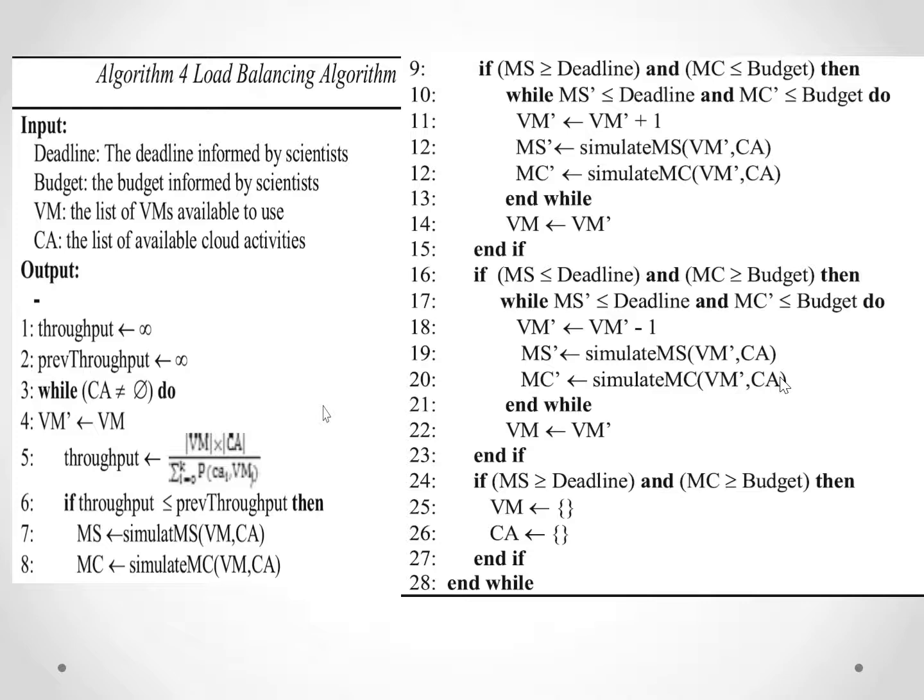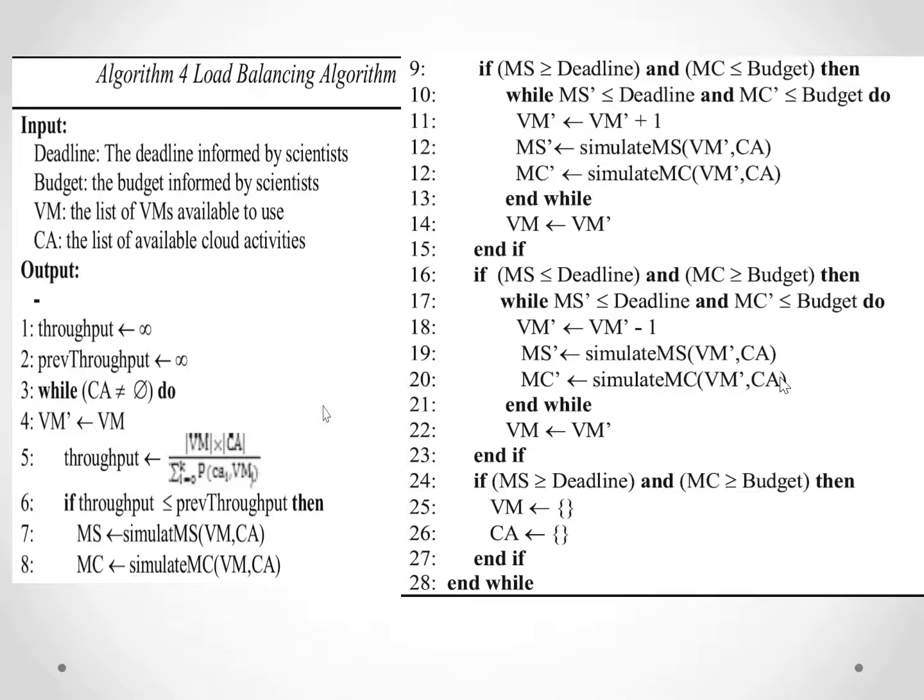Now we discuss the last algorithm, which is the load balancing algorithm. This algorithm allows the system to adapt the number of virtual machines to fit the deadline and the limited budget. This is done to quickly scale the virtual cluster capacity, both up as well as down. Now in line 6, as we can see here, what is being done is that it is verifying if the throughput, which is the cloud activity per second, has varied.